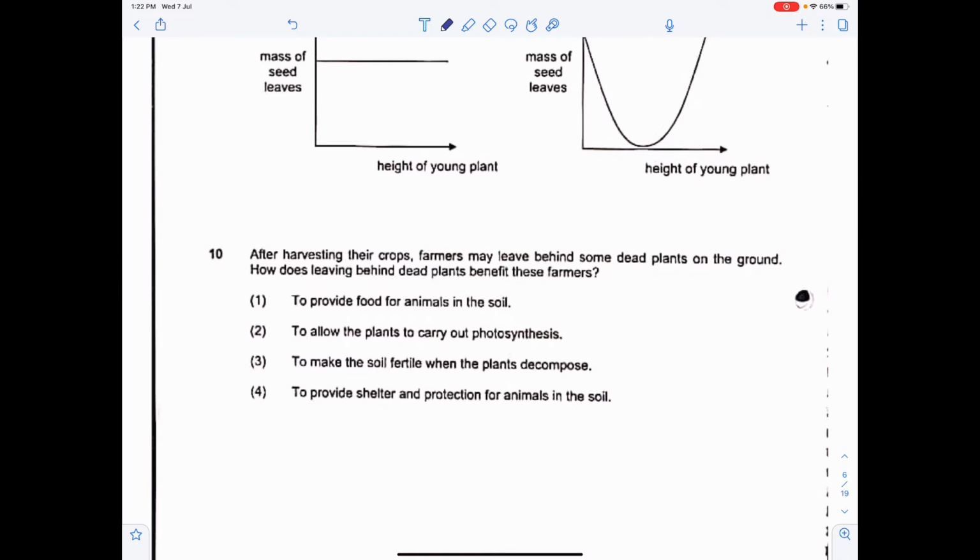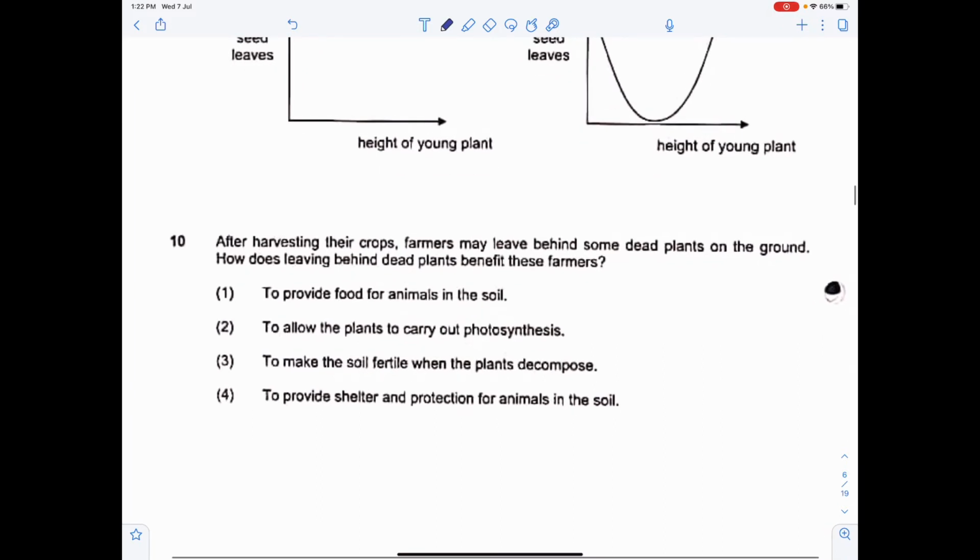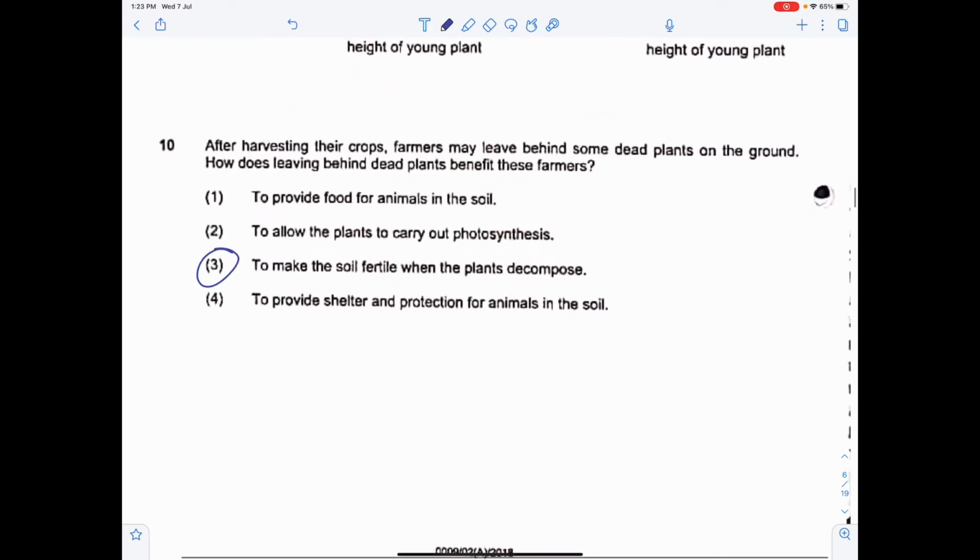Okay, once again, this is a very straightforward question that is no longer tested. However, we still go through it very quickly. So after harvesting their crops, farmers may leave behind some dead plants on the ground. How does leaving behind dead plants benefit the farmers? It is to make the soil fertile when the plants decompose. So when your plants decompose, it actually breaks down into simpler substances or simpler nutrients, so that your crops can then reabsorb it to make food or for itself to grow.